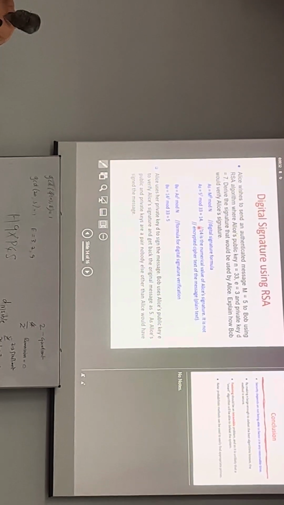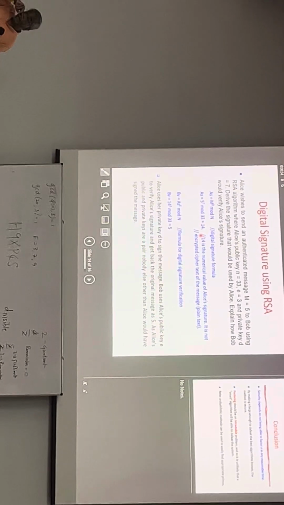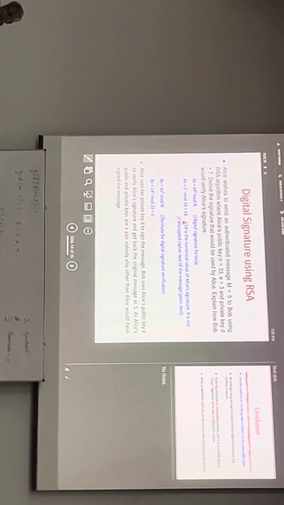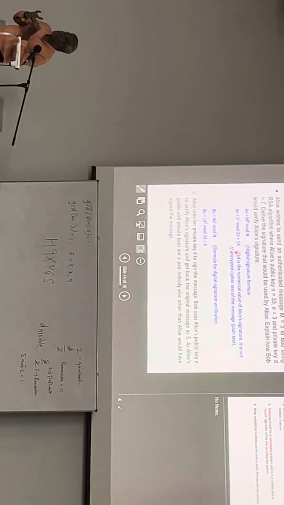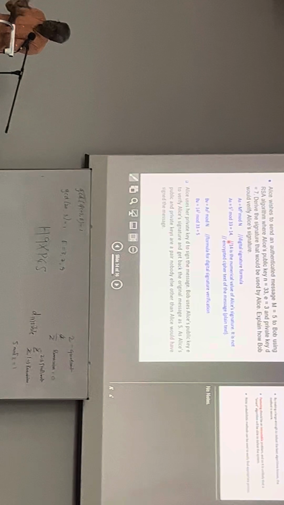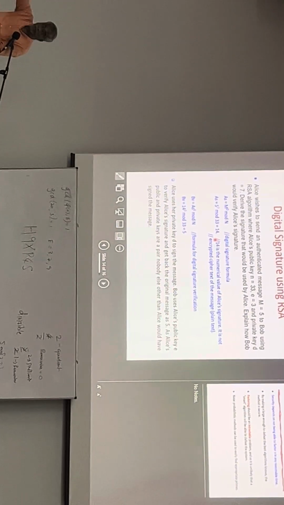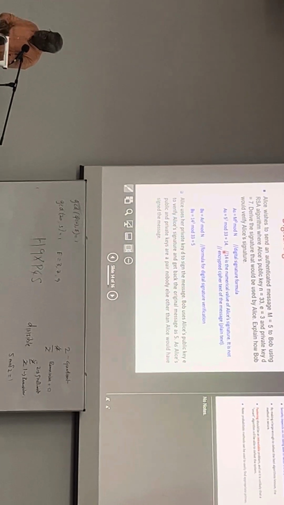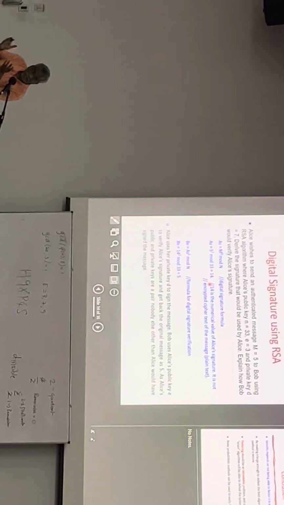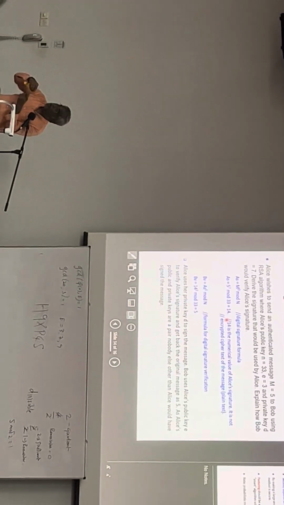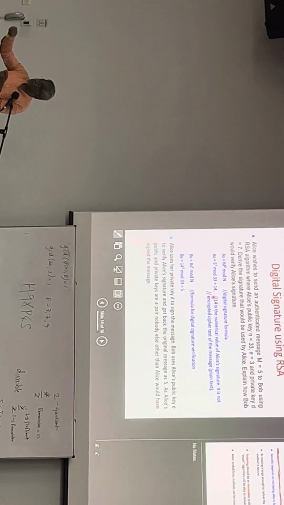In digital signature, the intention is different. In cryptography, the intention is we want the message to be a secret. That's why we encrypt the message and send it to the other side. In digital signature, the message is not a secret. We want to authenticate the message.